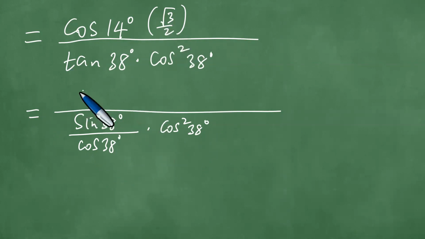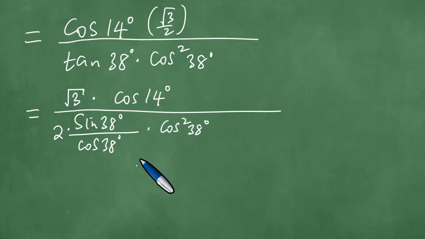Okay, this one here, you can write the square root of 3 and then put the 2 here. And then here you have cosine 14 degrees. Now, at this point, you perform cancellation here. Cosine 38 is going to cancel one of these, leaving us with a 1.